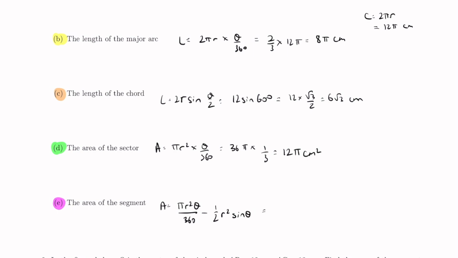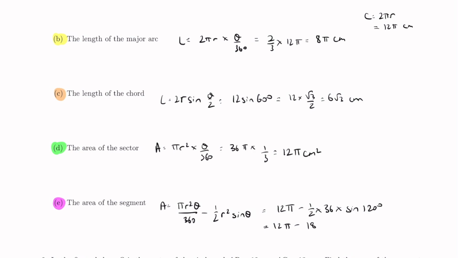So you end up getting, remember, theta on 360 is just 1/3. Well, actually, we know that quantity from part D, so I'm just going to put in 12 pi straight away for the first part, minus. Now we've got a half r squared sine of theta. So a half times r squared, which is 36, times sine of 120 degrees. Okay, which simplifies to 12 pi minus 18 sine of 120 degrees.